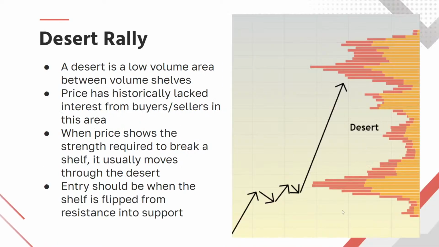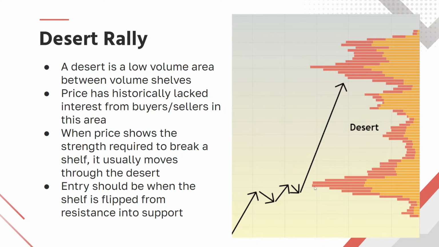Okay, so a desert rally. The deserts are the low volume areas between volume shelves. So we have this low volume area between shelf number 1 up top and shelf number 2 down here at the bottom. In this area, price has historically lacked interest from buyers and sellers. So we know that there's buyers in this area and we know that there's sellers in this area, but in this middle area, they're just not as inspired to be buying or selling. They're not as interested in taking trades in that area.